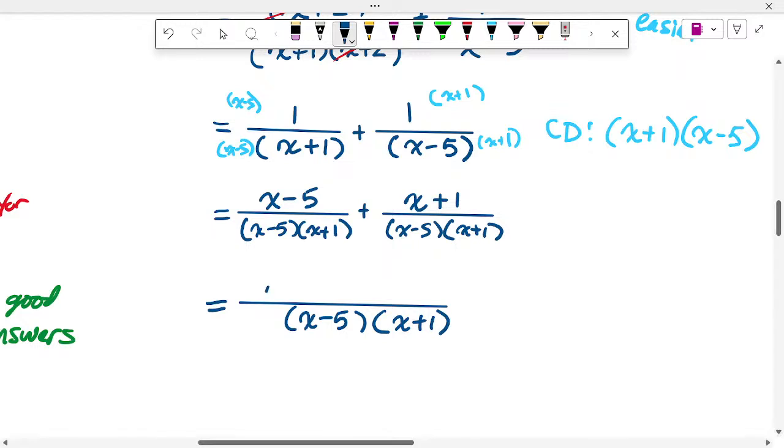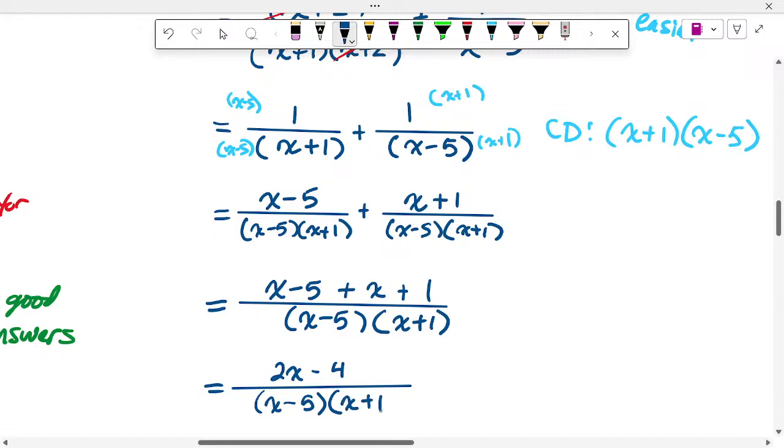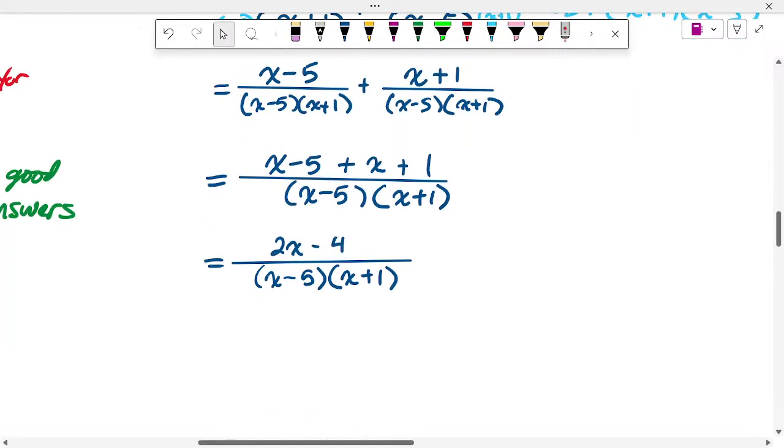And now what would be on the top? X minus 5 plus x plus 1. What will we get from that? 2x minus 4. And on the bottom, still x minus 5, x plus 1. And that is a good answer.